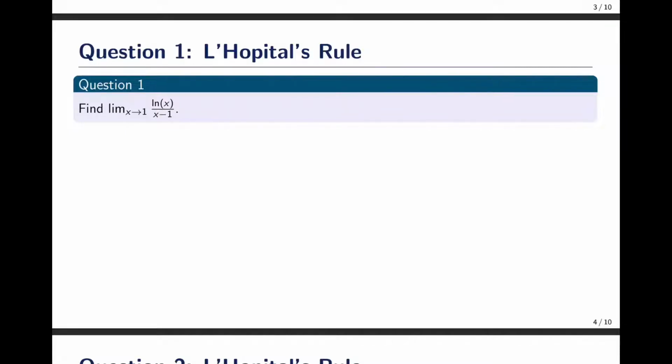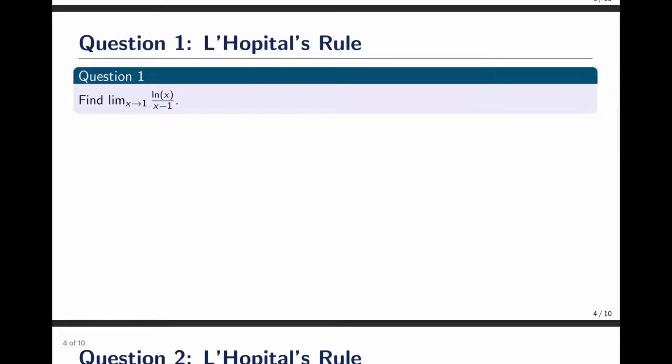Here I'm taking the limit as x goes to 1 of the natural log of x over x minus 1. The first thing that we need to do again is check that we have one of these indeterminate forms, either 0 over 0 or infinity over infinity. So let's go ahead and do that.